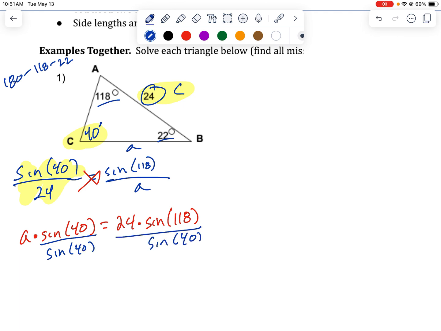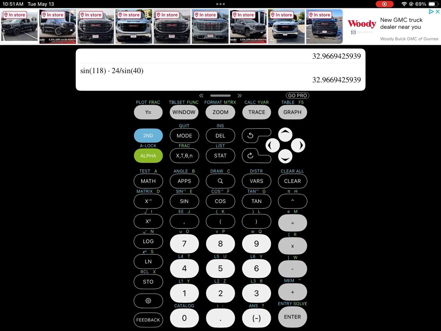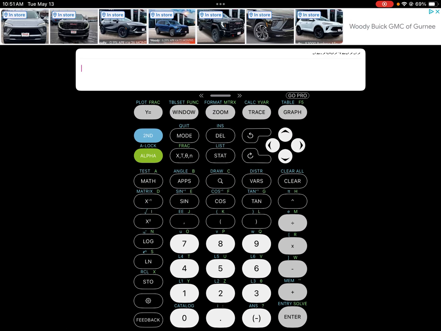And then A will be by itself. This right here, what I'm about to highlight, is what goes in your calculator. All right, how that looks, I will show you. So I do 24 times the sine of 118 divided by the sine of 40. Oops, 40. Just like that.